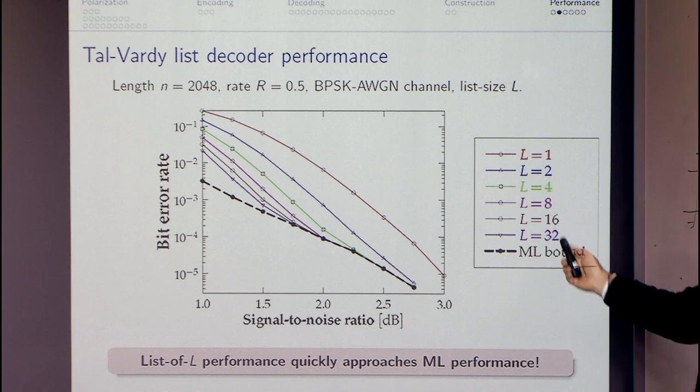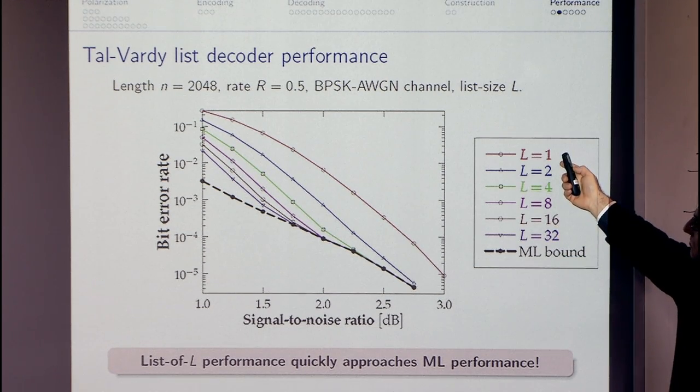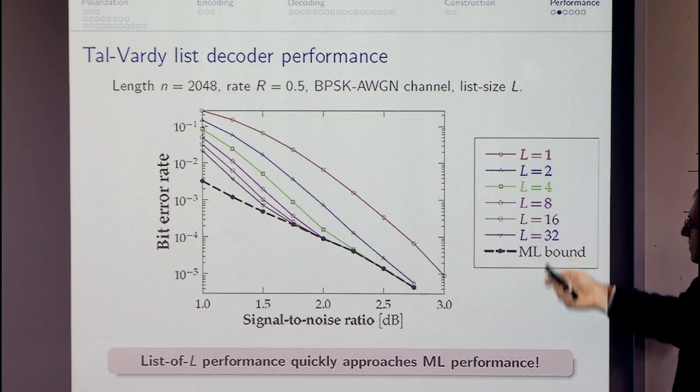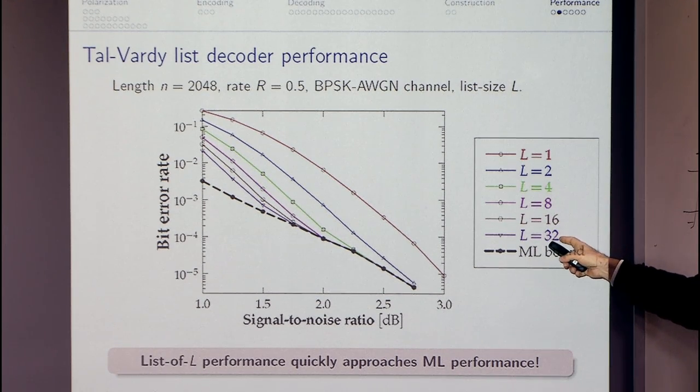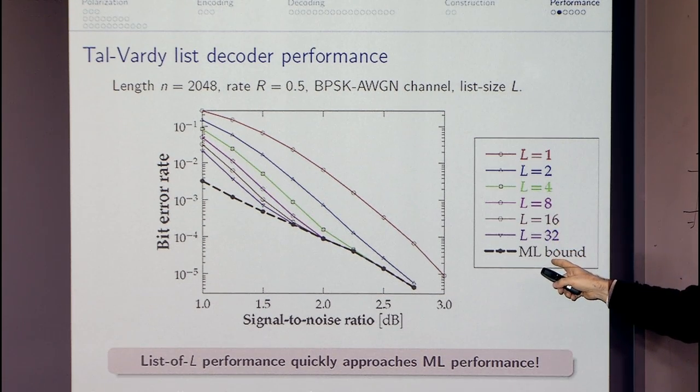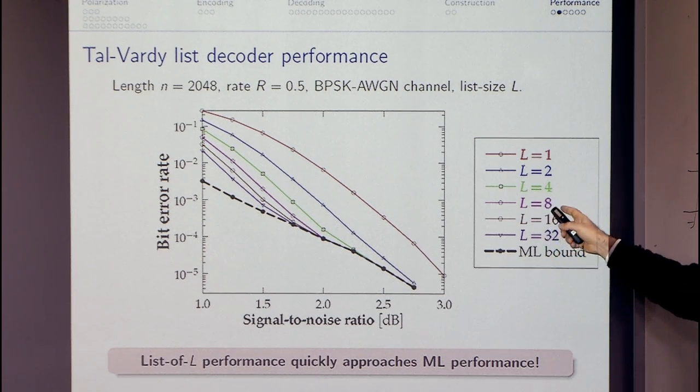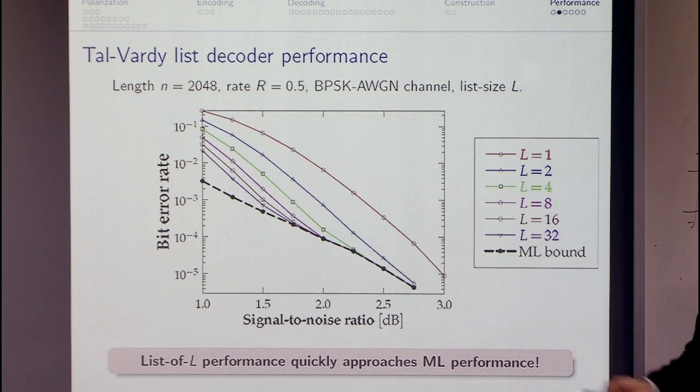Okay, so Vardy and Tal's main good news was that the list size doesn't really have to get astronomically large to achieve the ML bound. So with a reasonable list size, you get down to the ML bound.